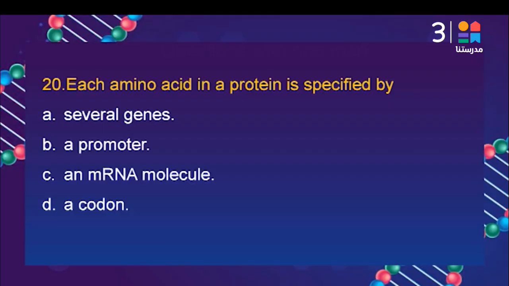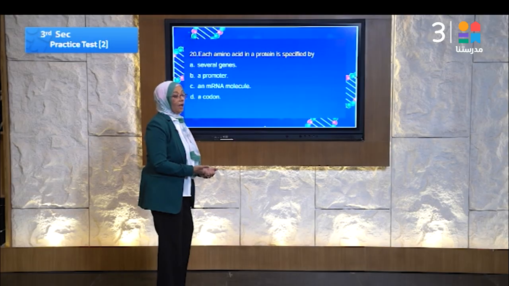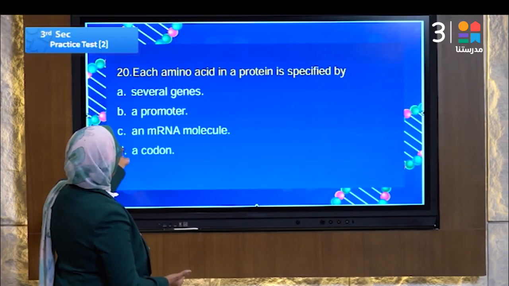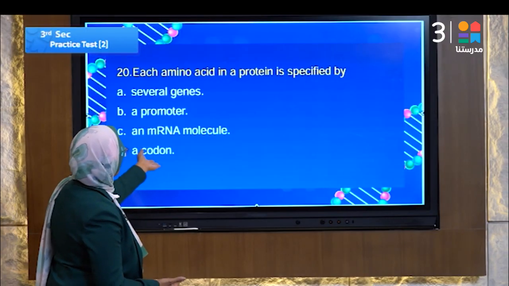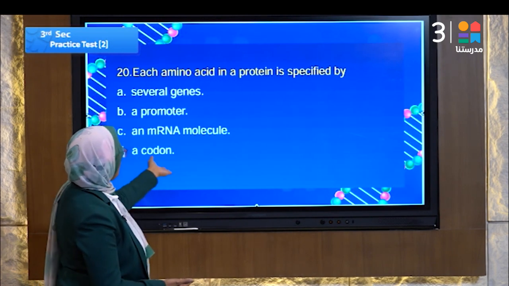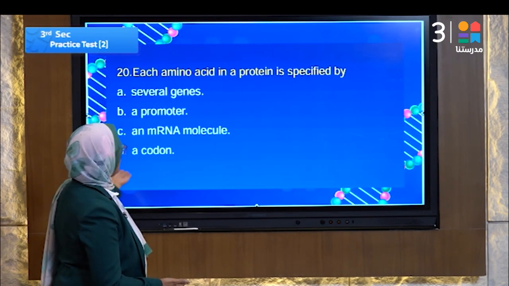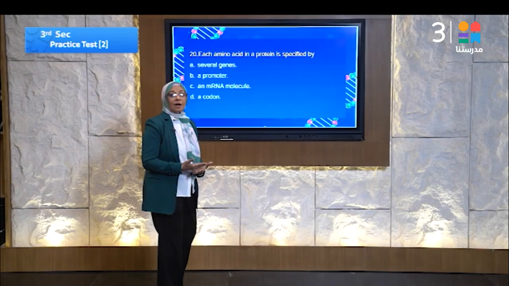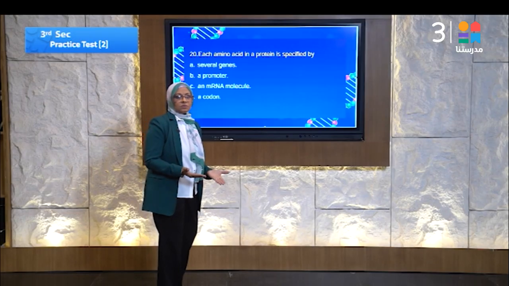20 speaks about amino acid and protein. Let's read. Each amino acid in a protein is specified by a unit of the protein. It is the building unit of it. Several gene, promoter, and messenger RNA molecule, a codon. Wow. Protein, amino acid, we need a code.